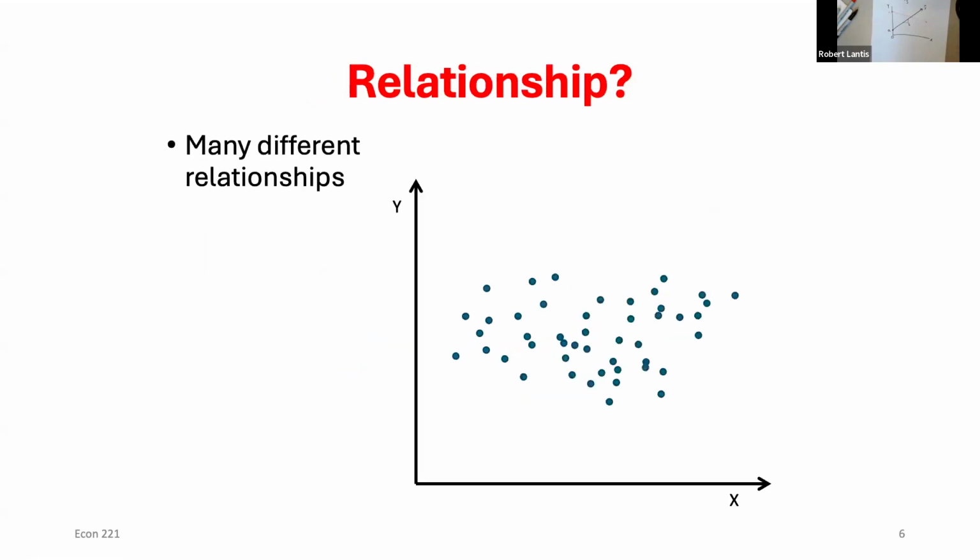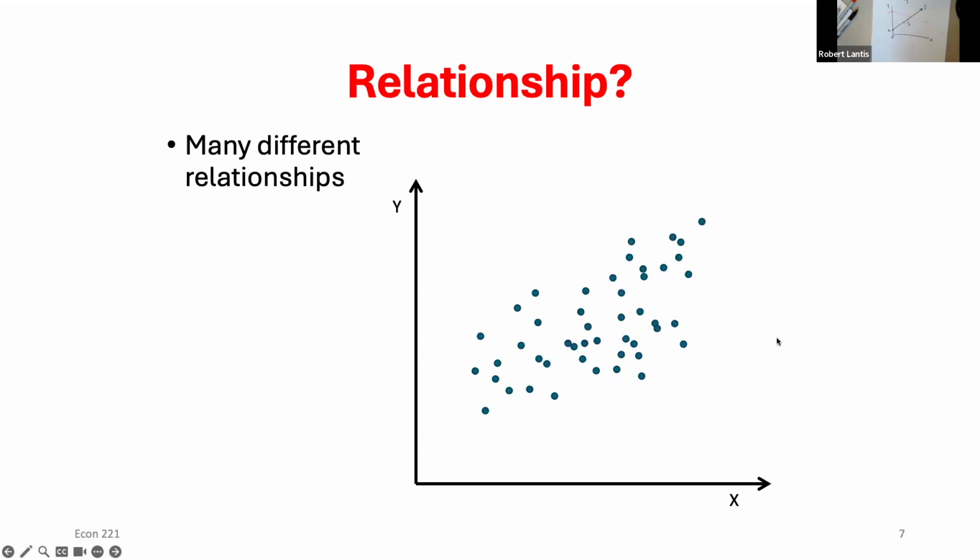We have multiple types of relationships. Maybe I have something that looks like this. If I drew a line of best fit through this data, it's kind of flat. That would be no relationship.